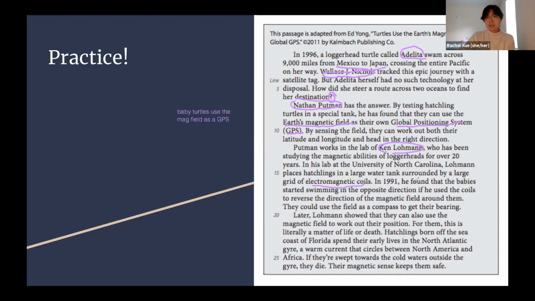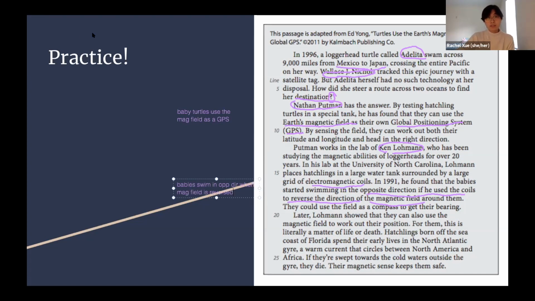And then it says in 1991, he found that the babies started swimming in the opposite direction if he used the coils to reverse the direction of the magnetic field. They could use the field as a compass to get their bearings. So I think this is a pretty important piece of scientific evidence. So I'm going to write that babies swim in opposite direction when magnetic field is reversed.